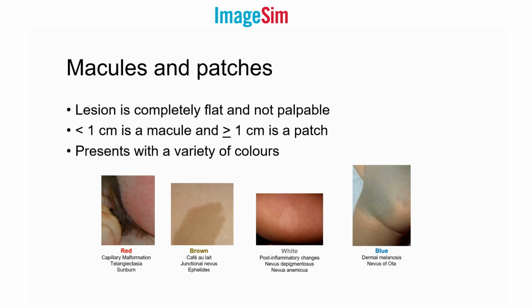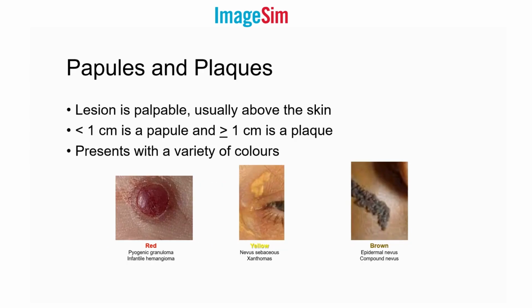Macules and patches are lesions that are flat and not palpable. Less than 1 centimeter is a macule and greater than 1 centimeter is a patch. They can present with a variety of colors, as the examples shown below. Papules and plaques are usually above the skin. The lesions are palpable. Less than 1 centimeter is considered a papule, and greater than 1 centimeter is considered a plaque. These also present with a variety of colors.